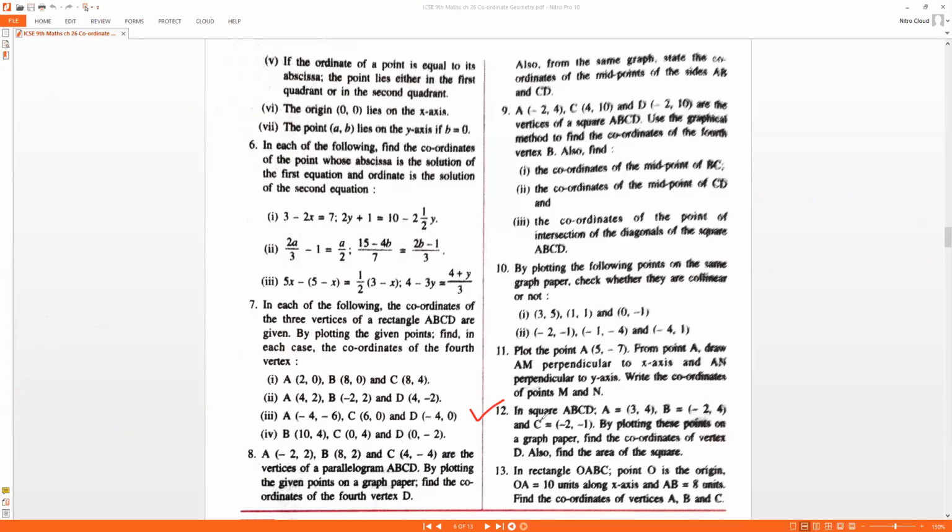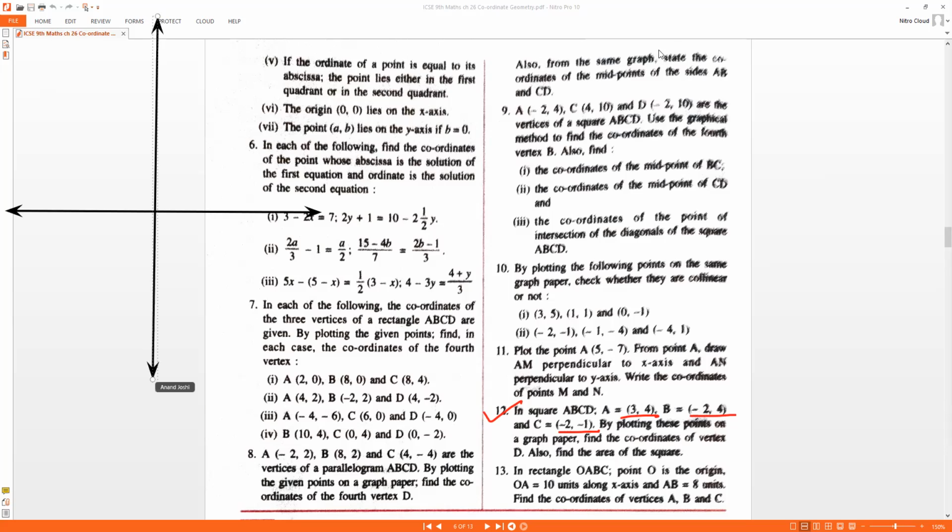What is question 12 now? In square ABCD, A is given, B is given, C is given. By plotting these points on a graph paper, find the coordinates of vertex D. Also find the area of the square. So let us plot it. This is in the first quadrant, this is in the second, and this is in the third quadrant. So in fact, we have to draw all the 4 quadrants. So don't skimp on the area. You will require the entire graph paper, hopefully.